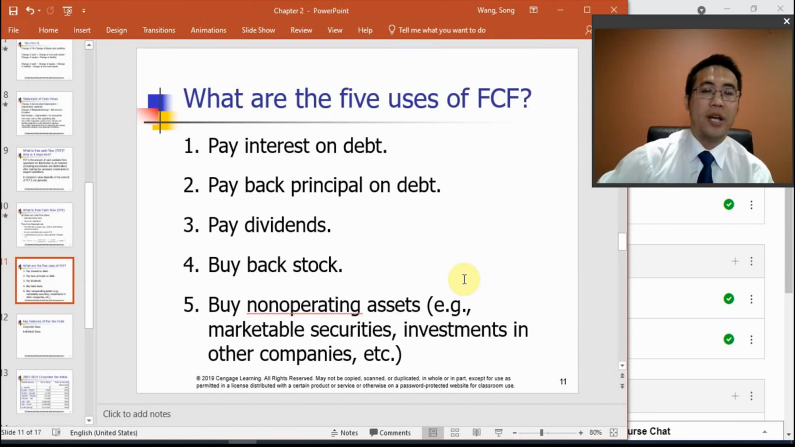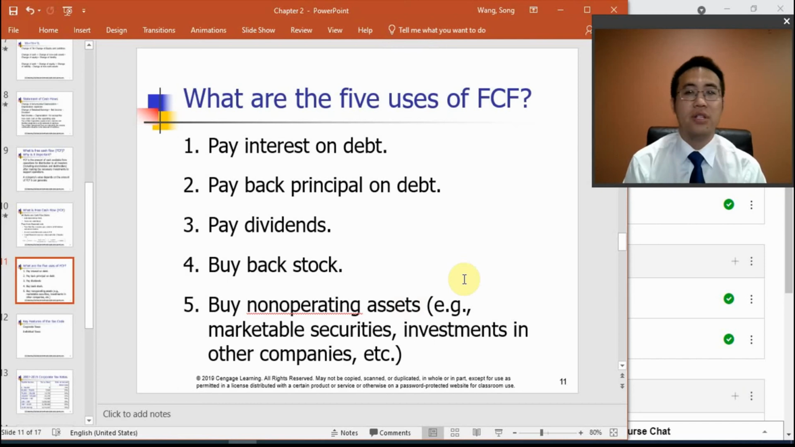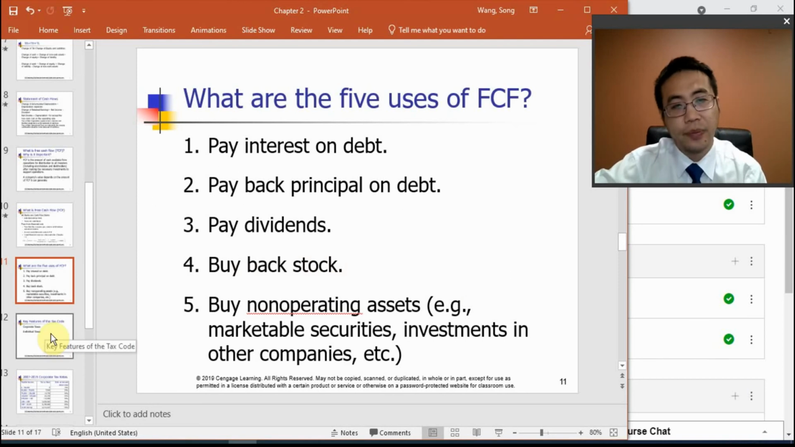What are the major uses for free cash flow? First of all, the managers can use the money to pay the interest to their debt holders and also pay the entire principal back for their debt. The money can also be used to pay dividends and also buy back shares that are already outstanding in the market. When the stock is repurchased, the stock price usually has a bump. And also, the cash flows can buy non-operating assets, such as marketable securities, investments in other companies, etc.